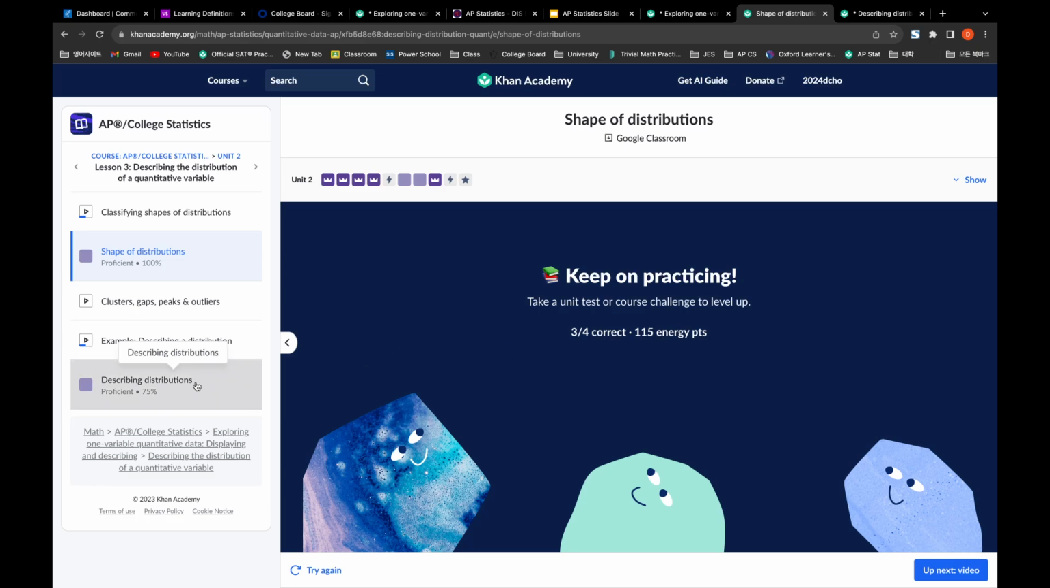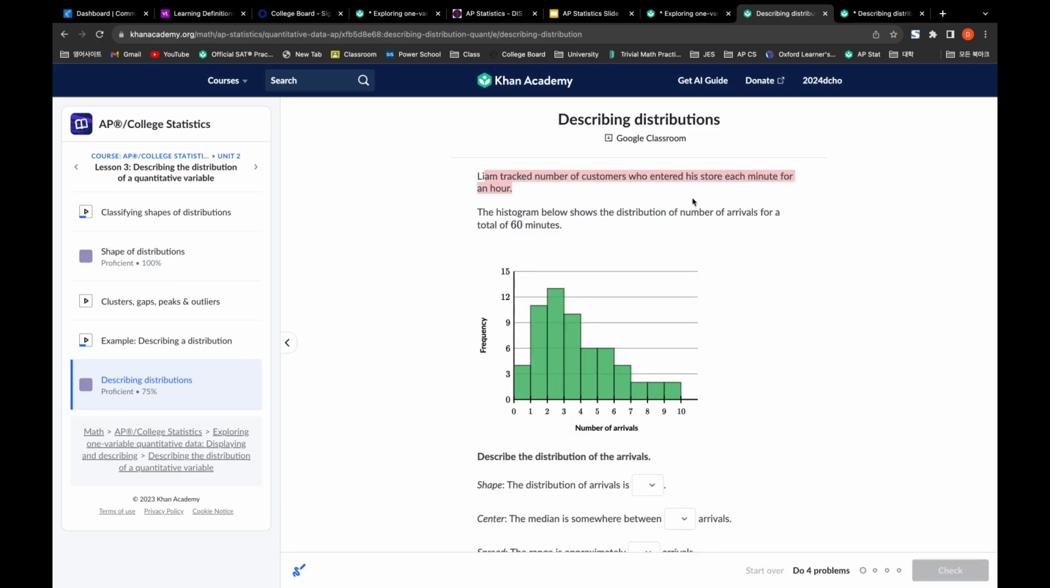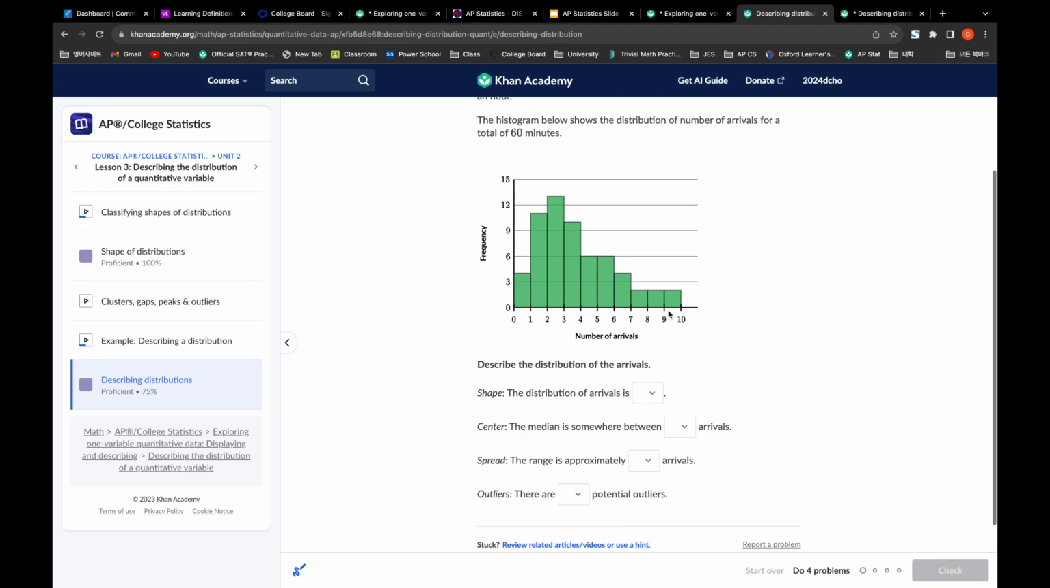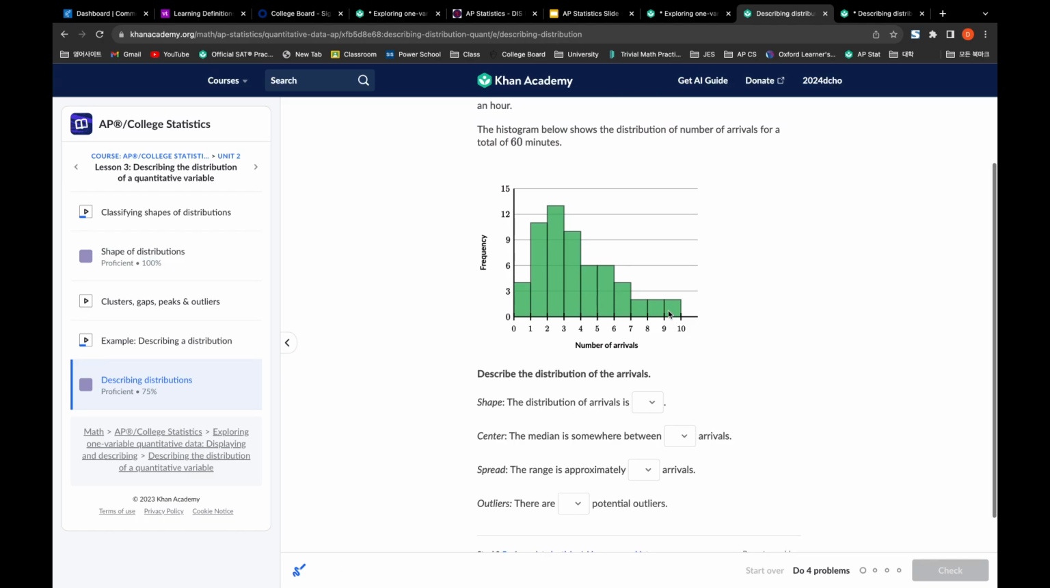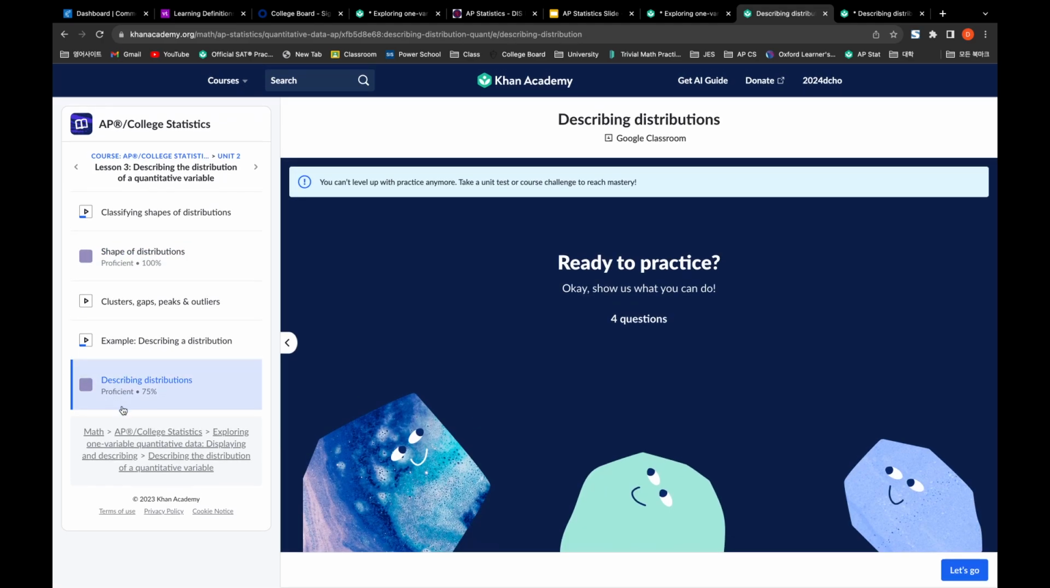And let's try this one, describing distribution. Oh, wait. Actually, let's try this describing distribution later because we have to go over some other concepts in order to solve these problems.